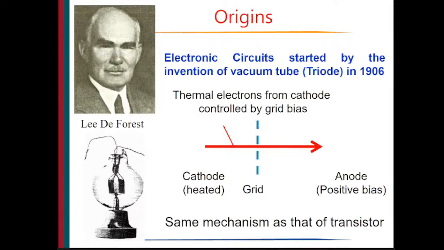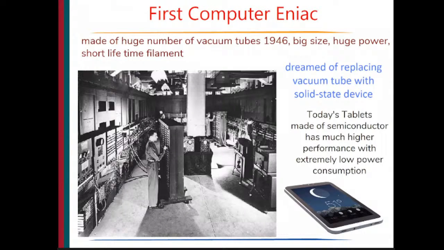Surprisingly, you can see that the same mechanism happens today also. There is a source, and there is a place where electrons are collected, and there is a way in which the flow is controlled. So the ideas are the same only. We are working on one of the old ideas. But human beings are very good in the sense that you develop a concept, and you try to find an application for that.